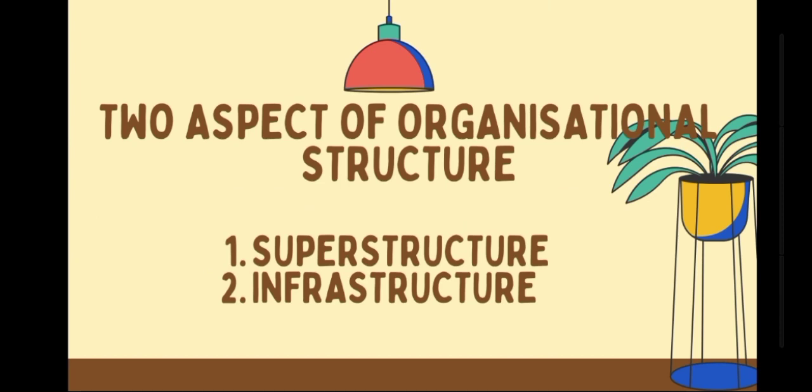Two aspects of organizational structure. Superstructure: it is a highly visible part of the organizational structure. This depicts how people are grouped into different divisions, departments, and sections and how they are related to each other. Infrastructure: it is a comparatively less visible part of the organizational structure. It is concerned with issues like delegation of authority, specialization, communication, information systems, and procedures.